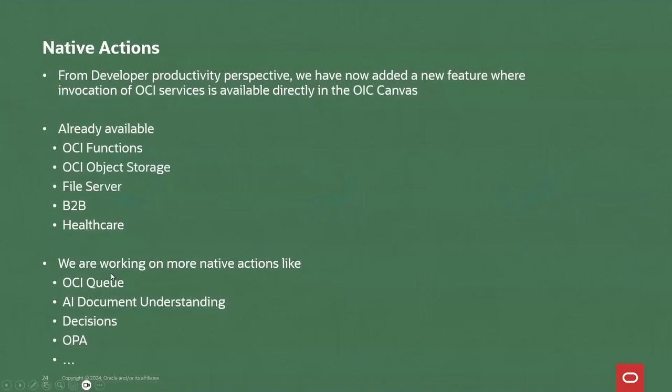Okay, so when it comes to the native actions, these are all pre-built actions which are available as part of Oracle Integration. Users can directly interact with various OCI services. It could be, as you can see here, file server, object storage, OCI function, all these features. So you do not need to create a separate connection. You can directly make use of these pre-built native actions and perform all the activities required for you.